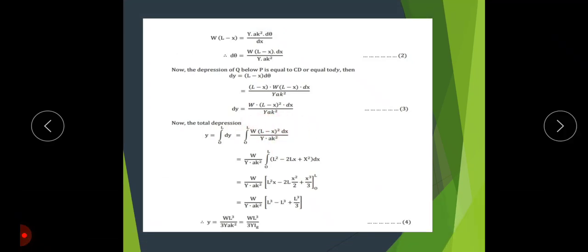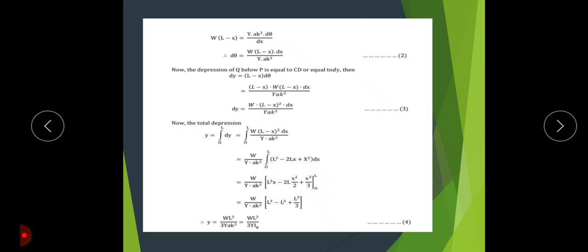So what is the formula for L minus x whole square? That is in the format of a minus b whole square. We know that the a minus b whole square formula is a square minus 2ab plus b square. So in the position of a we have L, in the position of b we have the x term. So L minus x whole square can be written as L square minus 2Lx plus x square, into dx. The next, integrate with respect to x.